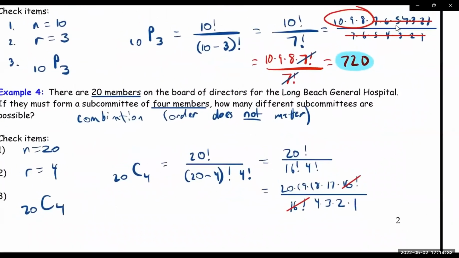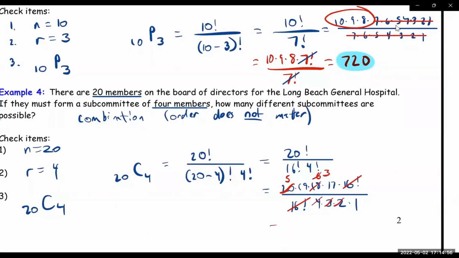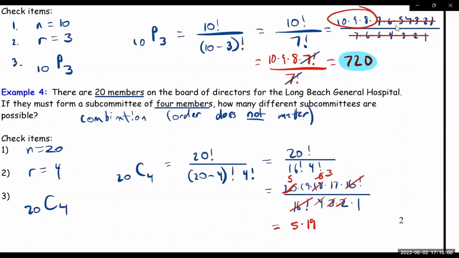All right, so over here, you can do this on your calculator, this number divided by this number. Or you can start canceling terms out too. I like to cancel. 4 goes into 20 5 times. 3 goes into 18 6 times. 2 goes into 6 3 times. And so now the answer is just going to be 5 times 19 times 3 times 17. All right, so let's see what that gives us. I'm getting 4,845 different ways that you can do that.